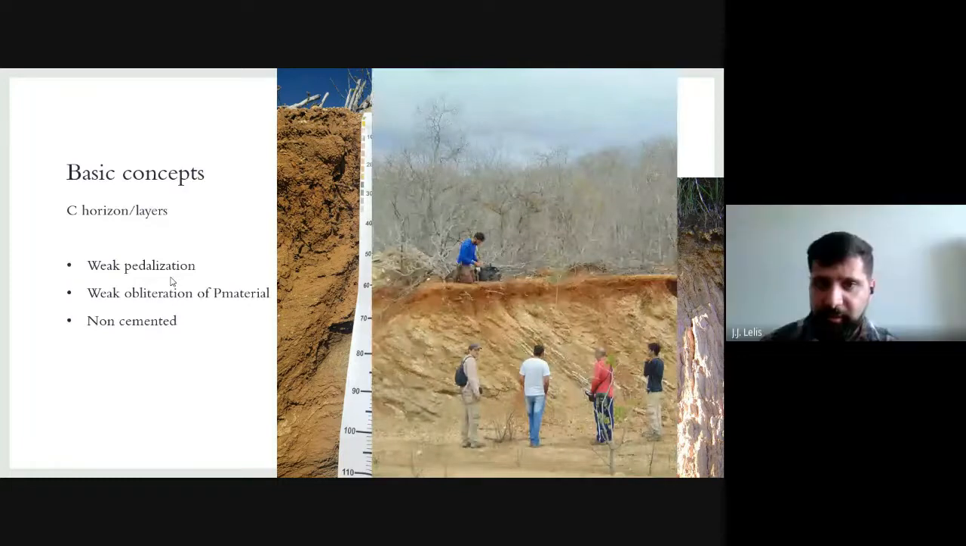Like this, in a dry forest, there are some soils, and you can see all this material that's loose. It's not hard, so it's a C horizon.